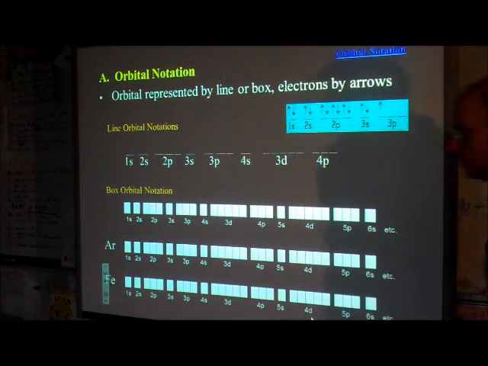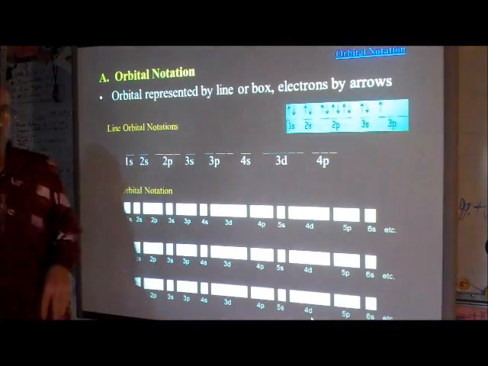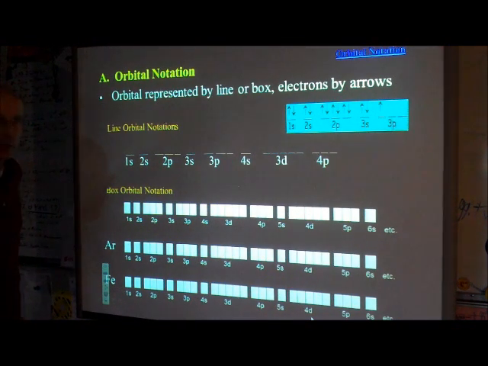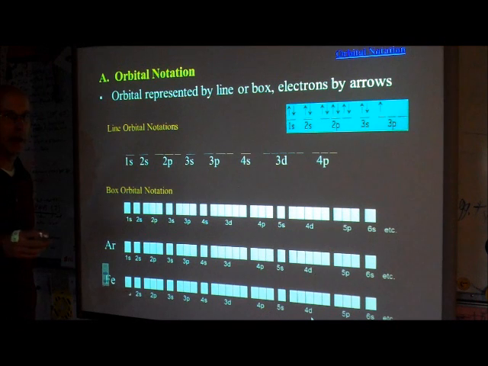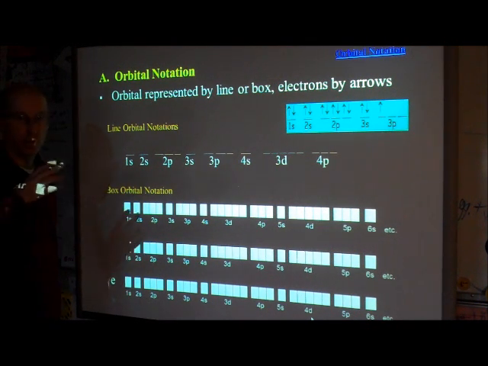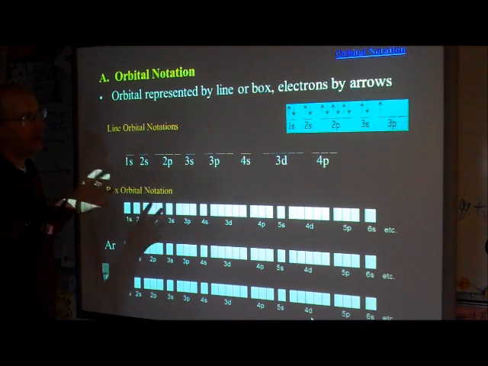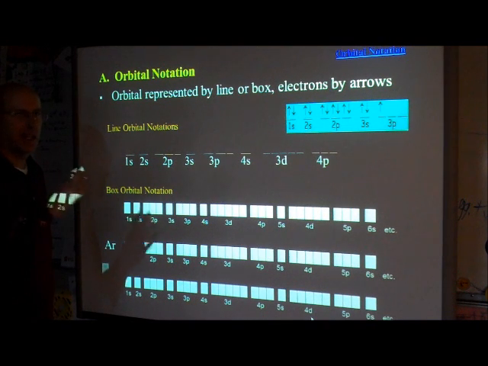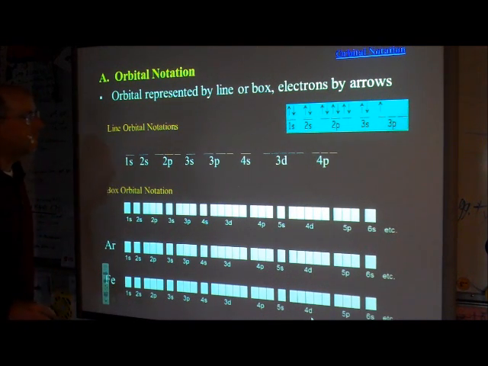Hi everybody. This is lesson 3 about the Schrodinger model, or the quantum mechanical model of the atom. So it's a little bit more complicated than the Bohr model. The Bohr model had shells, first shell, second shell, third shell, but this one has a more sophisticated sort of mean about it.